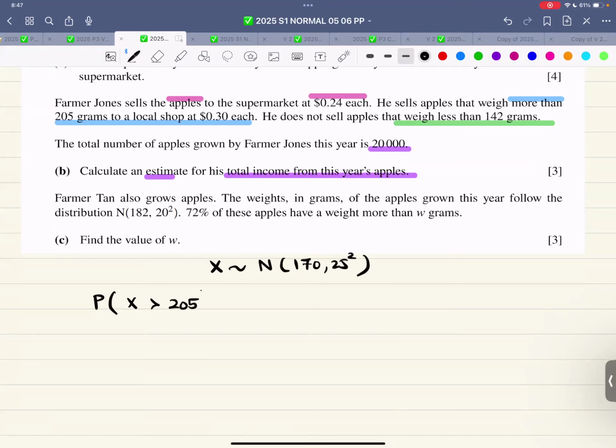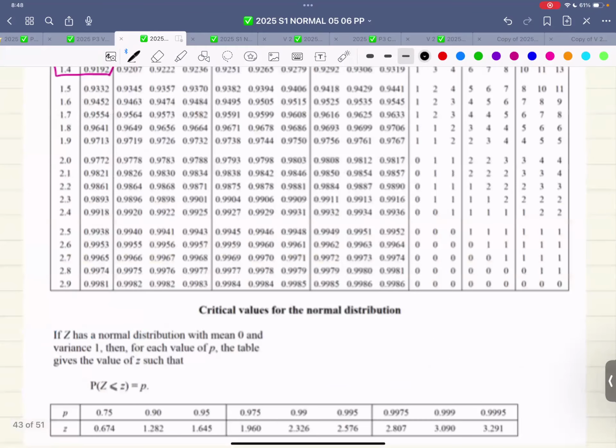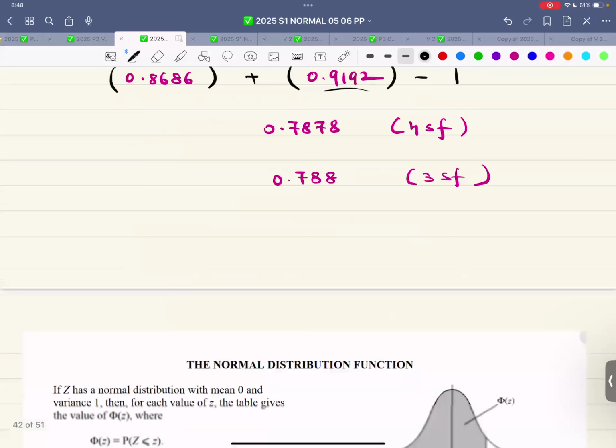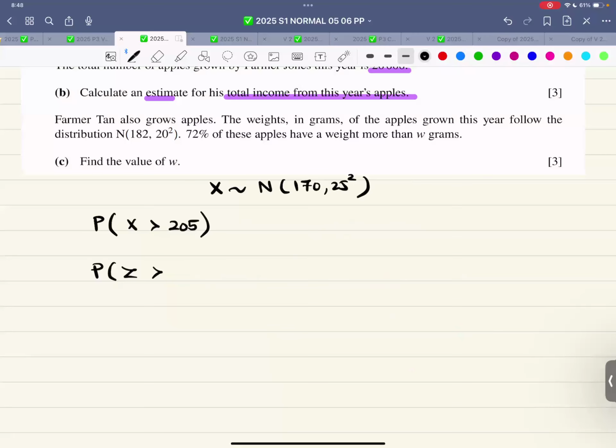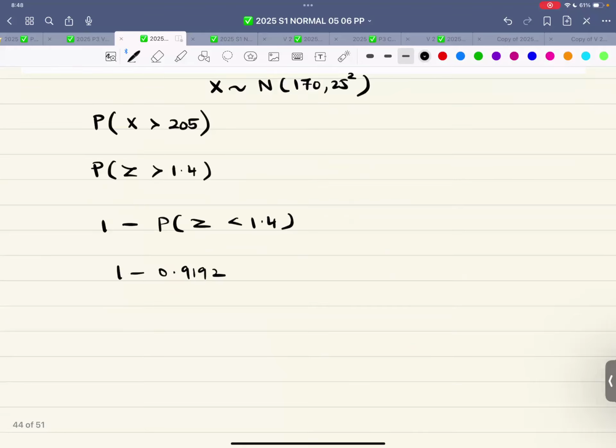Let me calculate this probability. Probability X greater than 205, we already got the Z value. That is 1.4, and the probability is 0.9192. So Z greater than 1.4 is 1 minus the probability Z less than 1.4. This is 1 minus 0.9192. I don't have to go to the table once again because the value was already written there. That is 0.0808.